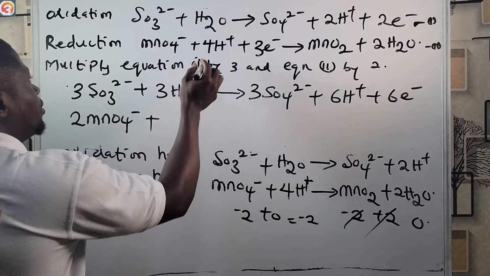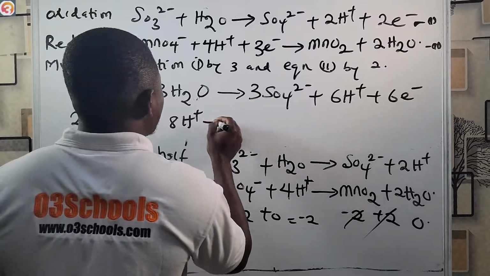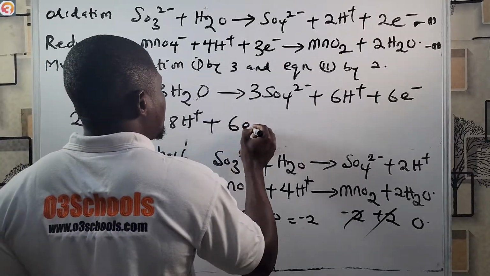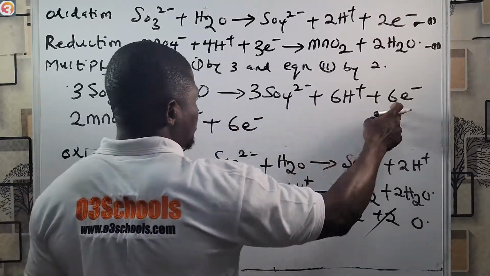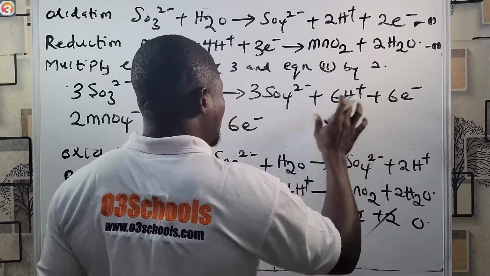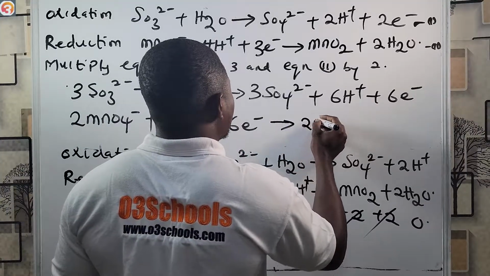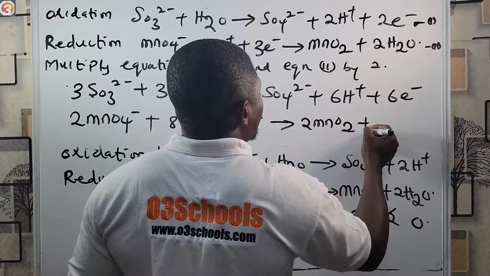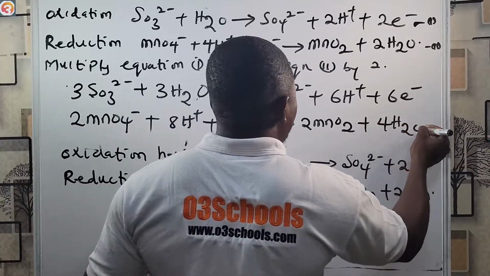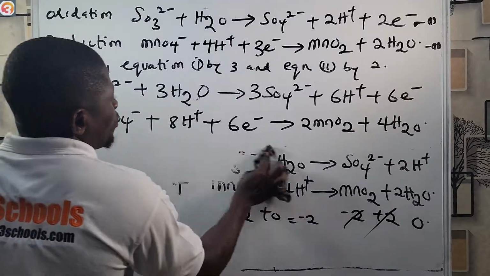Now you multiply this one by 2, so I'm going to have 2 MnO4- plus 8 hydrogen ions, since we're multiplying everything by 2, then plus 6 electrons. You can see 6 electrons, 6 electrons. This is our aim. We want to make sure that the electrons on both the oxidation and reduction have the same coefficient. So then this gives us 2 MnO2 plus 4H2O. Okay, so that means we can take this side off. We are done with it.